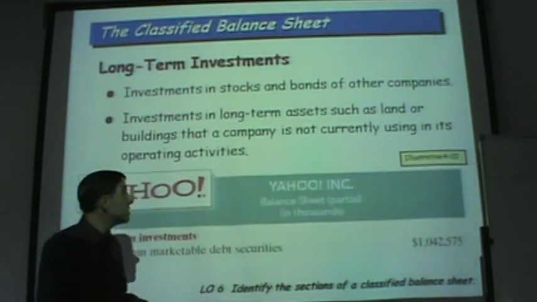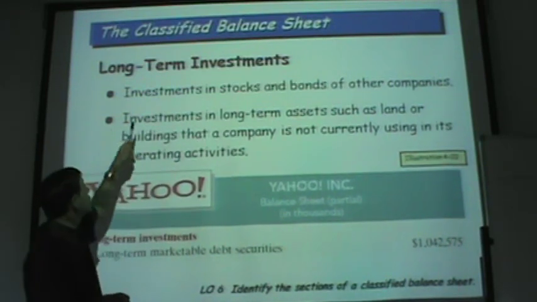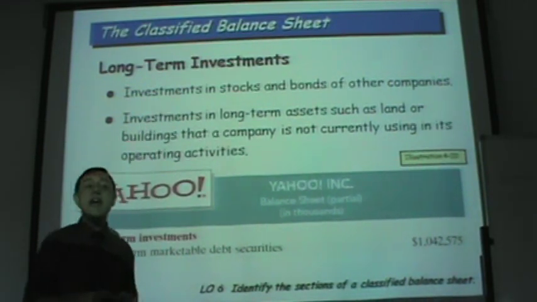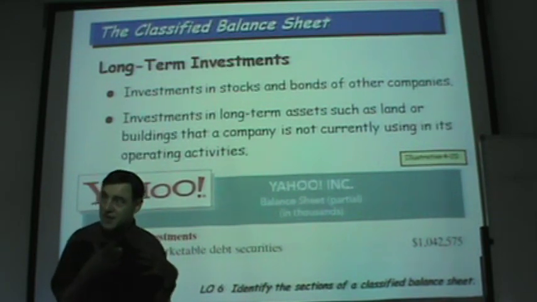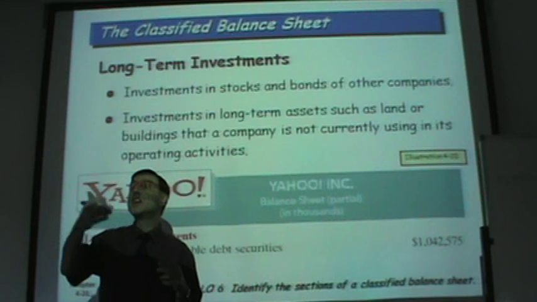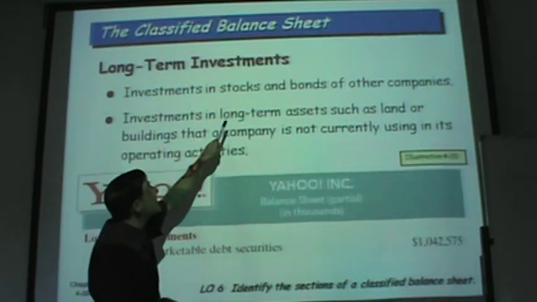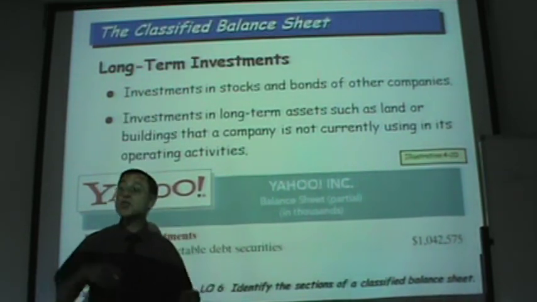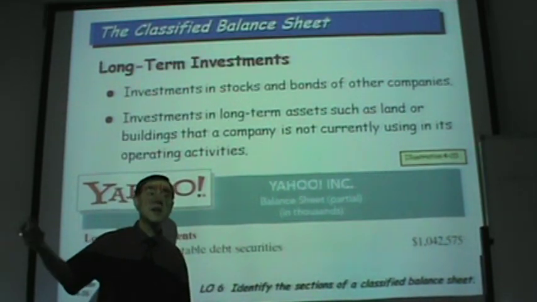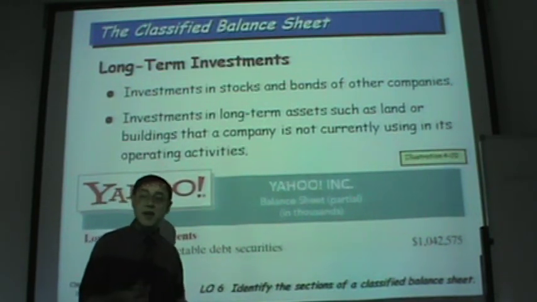Long-term assets are divided into long-term investments. And long-term investment is when one business purchases the stock of another business. So these are investments in stocks and bonds of other companies. So when you buy a stock of another company, or when you buy a bond of another company.